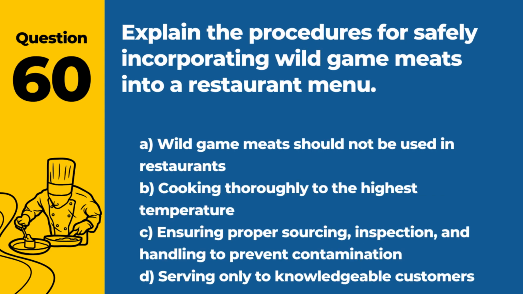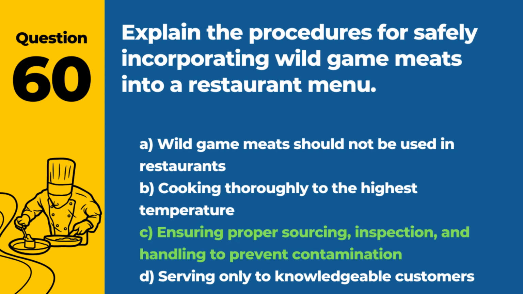Question 60. Explain the procedures for safely incorporating wild game meats into a restaurant menu. A. Wild game meats should not be used in restaurants. B. Cooking thoroughly to the highest temperature. C. Ensuring proper sourcing, inspection, and handling to prevent contamination. D. Serving only to knowledgeable customers.